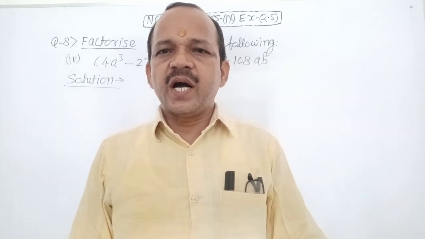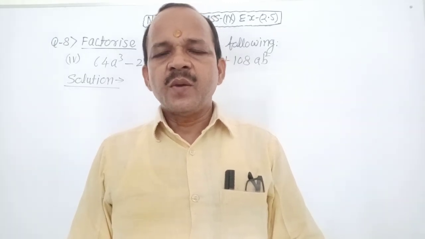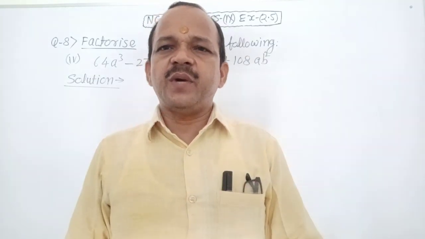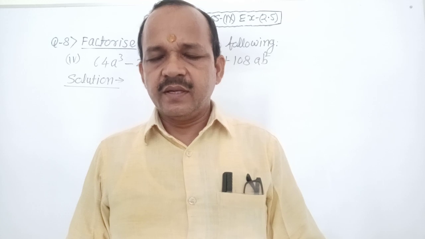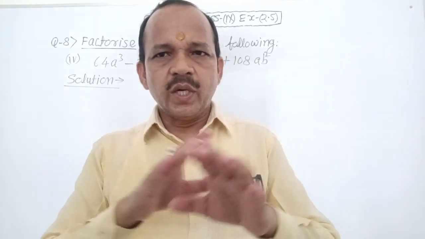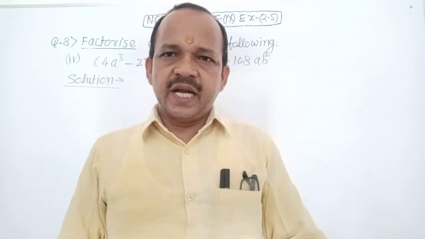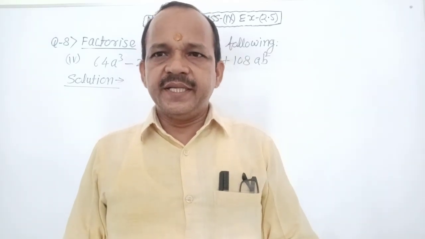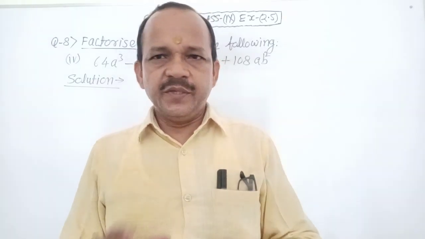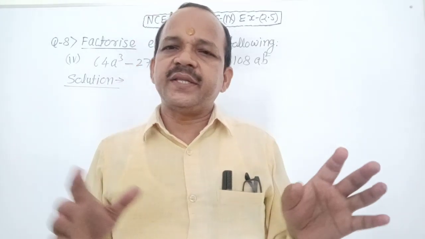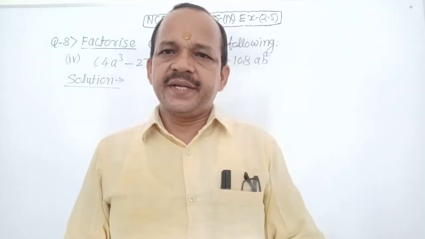Exercise 2.5, question number 8, part 4. Concentrate your mind and listen to my words with full concentration. My words are clear, no confusion about it. Very good. Today I want to describe a suitable identity and its use. It means how you can factorize the following question with the help of a suitable identity.